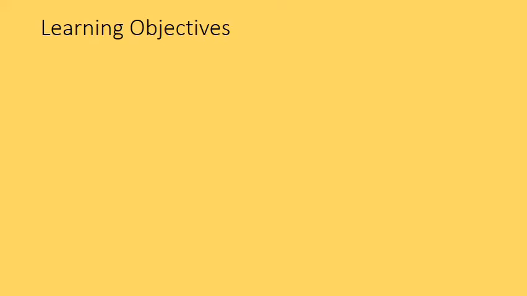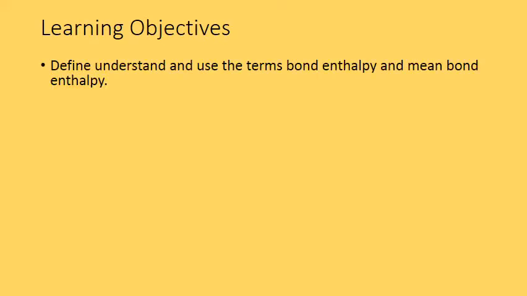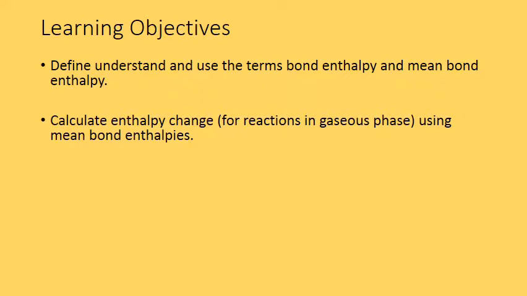Our learning objectives for this video lesson are: firstly, we want to define, understand and use the terms bond enthalpy and mean bond enthalpy. Then we want to be able to calculate enthalpy changes. Whereas before, in the previous video lesson, we just dealt with enthalpy changes qualitatively, now we're going to actually calculate in kilojoules per mole what the enthalpy changes actually are, and we're going to use mean bond enthalpies in that process.